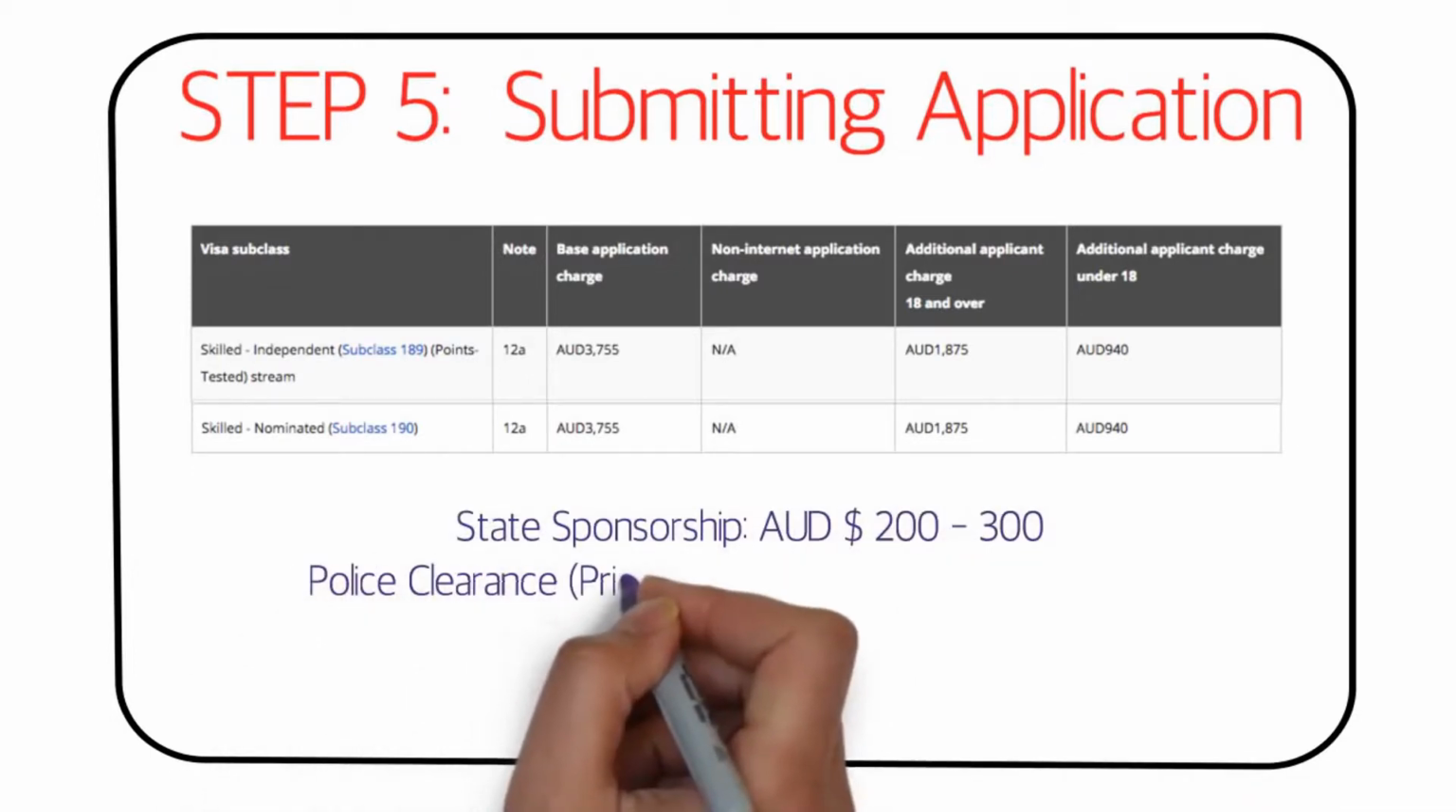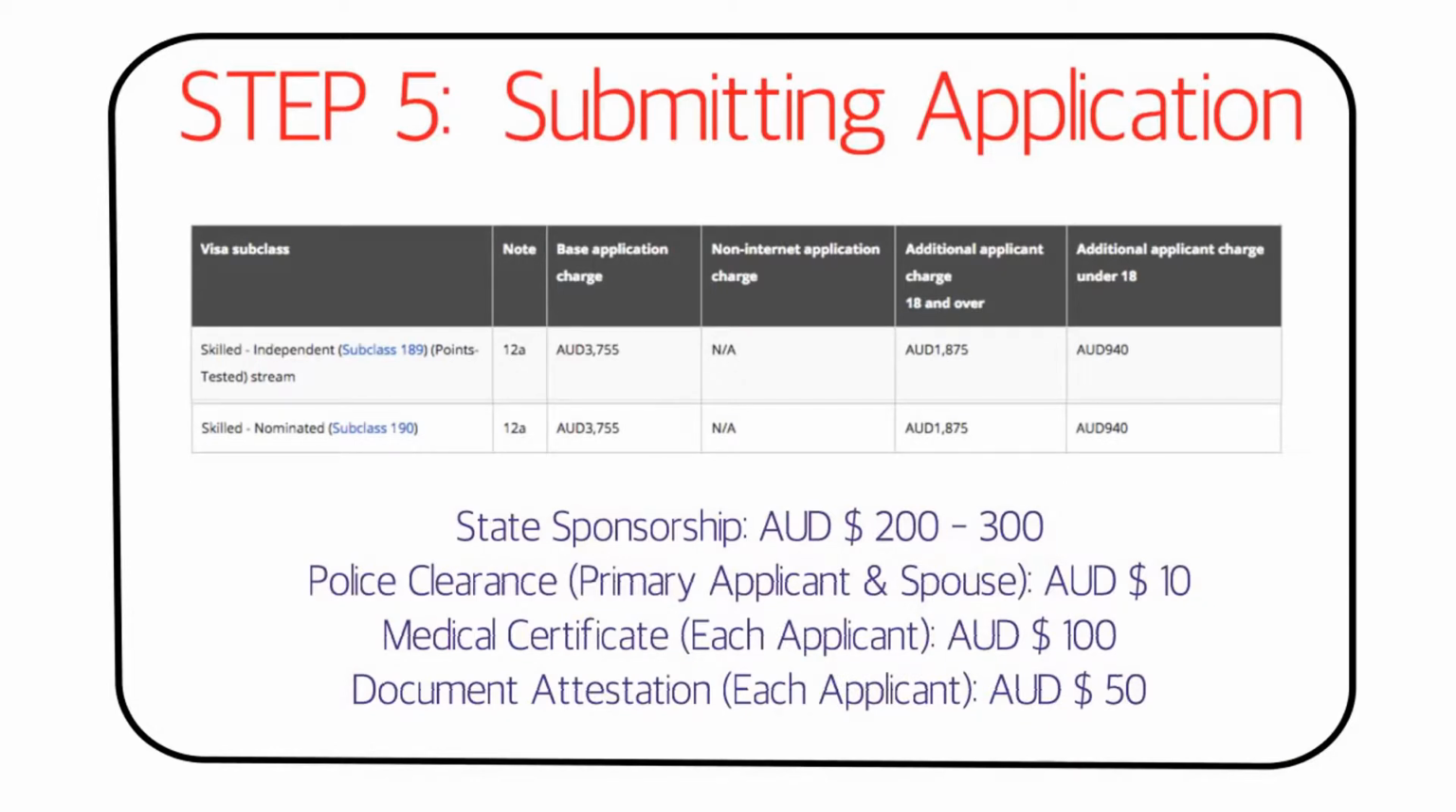Now, apart from this, you need to pay for state sponsorship if you're getting a state nomination, and for that it would be around 200 to 300 Australian dollars. It does vary from one state to the other, so you have to check your respective state for the exact cost. Also, you'd be spending money for the police clearance. It is required for the primary applicant and the spouse. It may differ from one country to the other, but as a rough estimate, it might cost you around 10 Australian dollars if you are residing in just one country.